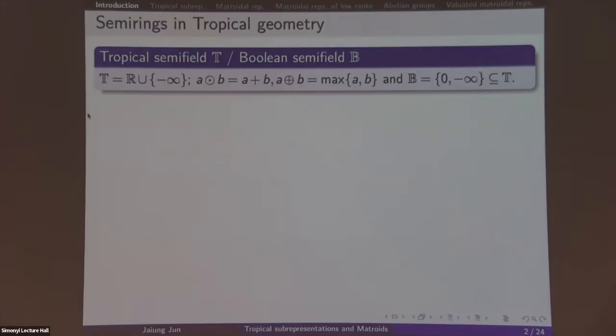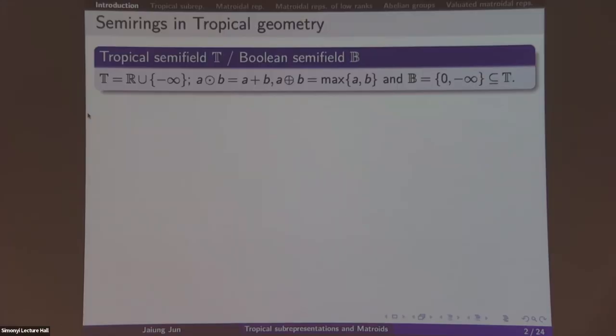Semirings are used to set up the algebraic foundation for tropical geometry. Semirings are like rings, but you cannot actually subtract, or you may, but it's not necessary that you can. A semifield is like a field, but you may not subtract. The two main semifields in tropical geometry are the tropical semifield and the Boolean semifield.